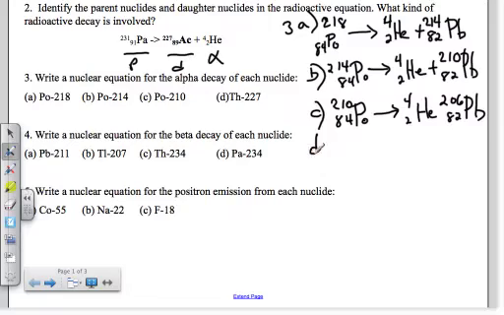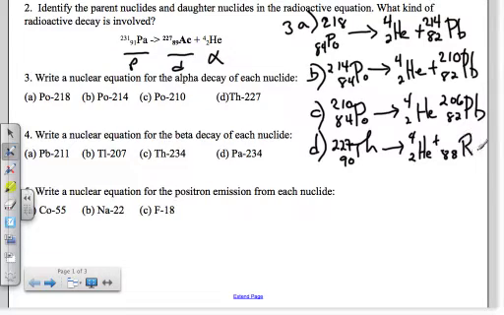D, we're going to do a different one. We're going to do thorium 227, and you have to look up thorium's atomic number, and it is 90, and we're going to do alpha emission one more time. And this time we'll end up with element 88, which is radon, and the mass number is 223.